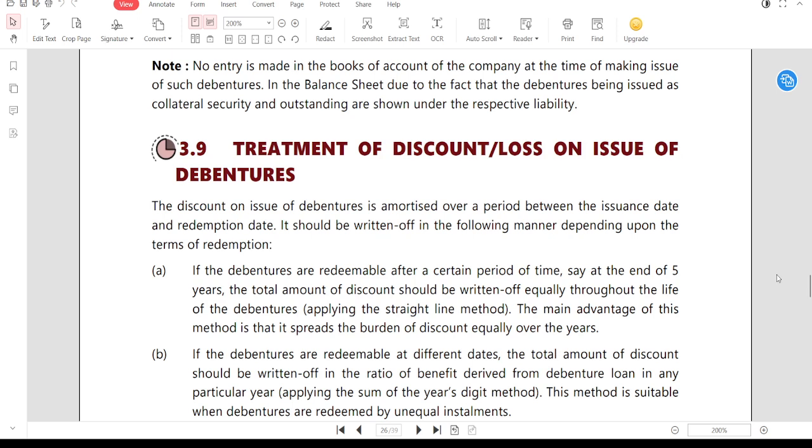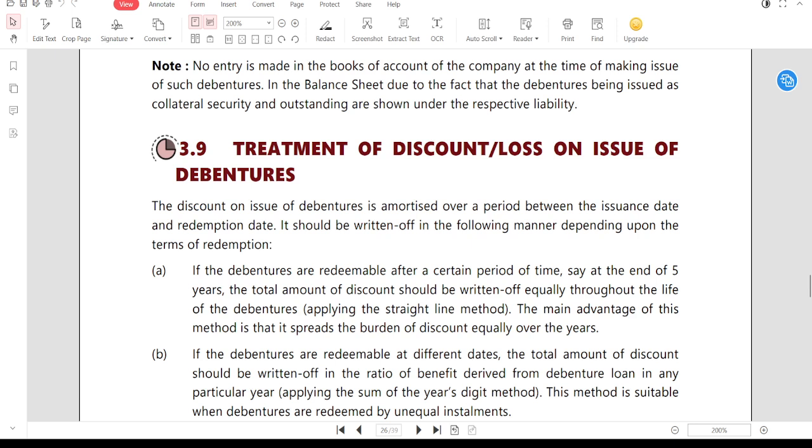Here we are going to learn one of the important topics that very frequently comes in the exam, that is called treatment of discount or loss on issue of debenture. Like in the last class we have learned that loss on issue of debenture means when we issue debentures at a discount. Most of the time we say share, but I mean debenture. So when we issue a debenture at a discount, then we have a loss in our books.